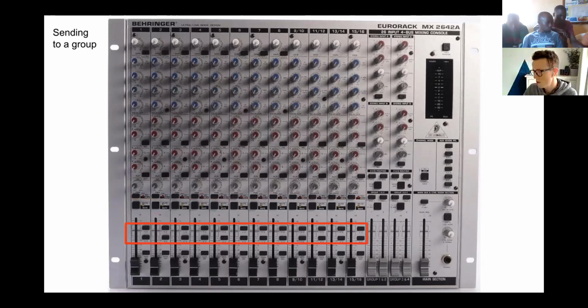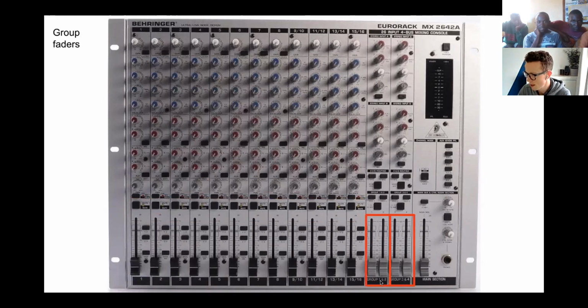Then we've got something extra called groups. Because you might ask me, what do these faders over here do? Which I'll just highlight. What do these faders do? So what these faders do is they can control, for example, all of the vocals could be in number 1 and 2, and all the instruments could be in 3 and 4.